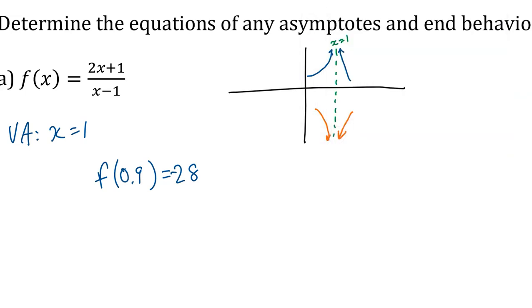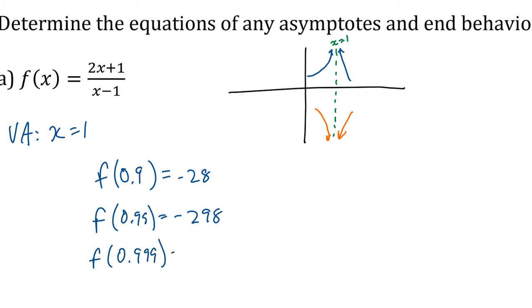What's even closer? Nice. Turns out that works out to negative 298. What's even closer? What's the pattern here? 0.9999. Let's just stick with 3 because I don't have the other one written down here. And this one turns out it works out to negative 2,998. What's happening here, folks?